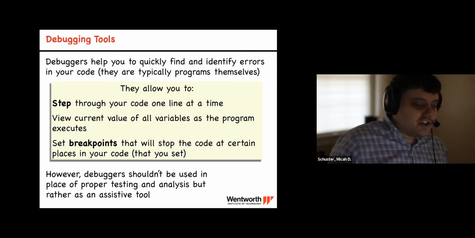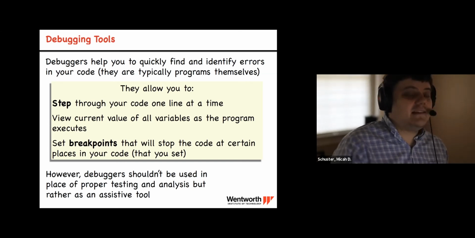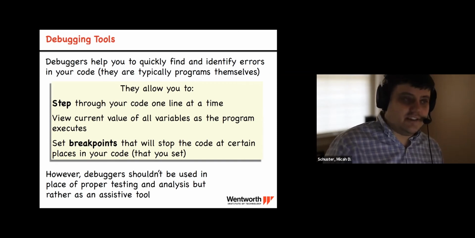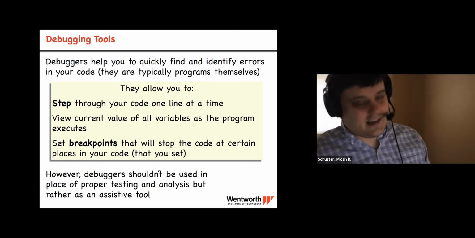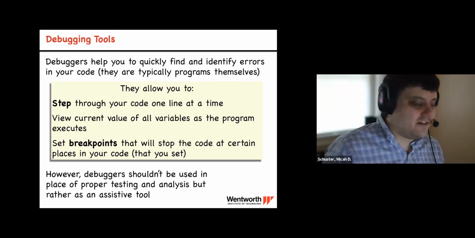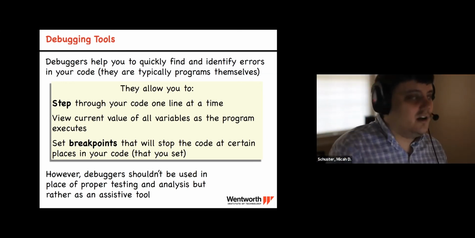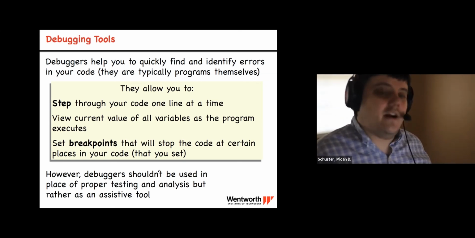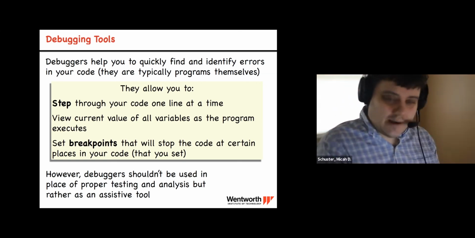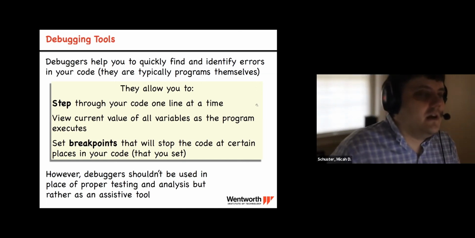So debuggers shouldn't be used in place of proper testing. You should still test different values like we were doing for the guessing game. You still test 0 and 1 and that sort of stuff. But it is an assistive tool. If you find an error, opening up the debugger and using it to try to figure out why the error is happening, you can do it quickly and relatively painlessly for the most part.